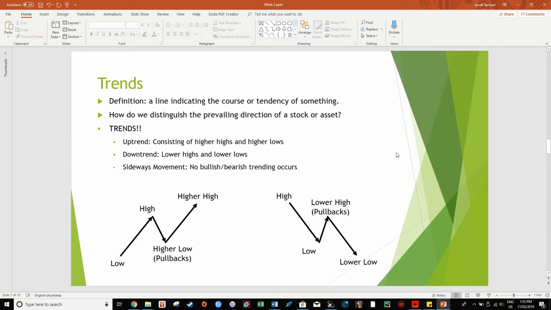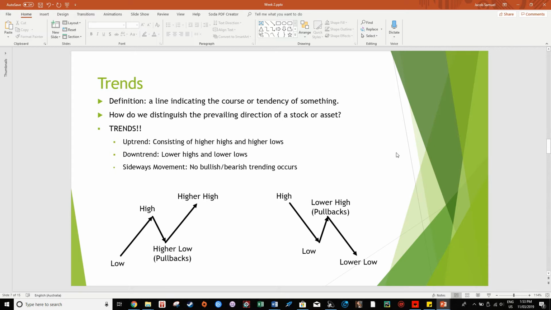Now, with an uptrend, it's composed of 2 things. You still have this whole concept of a rally and a pullback. Don't get me wrong, that's for every trend. We'll talk about that in a second. But it's composed of higher highs and higher lows. A higher high just simply means, if we look at this scenario, we start at one point.